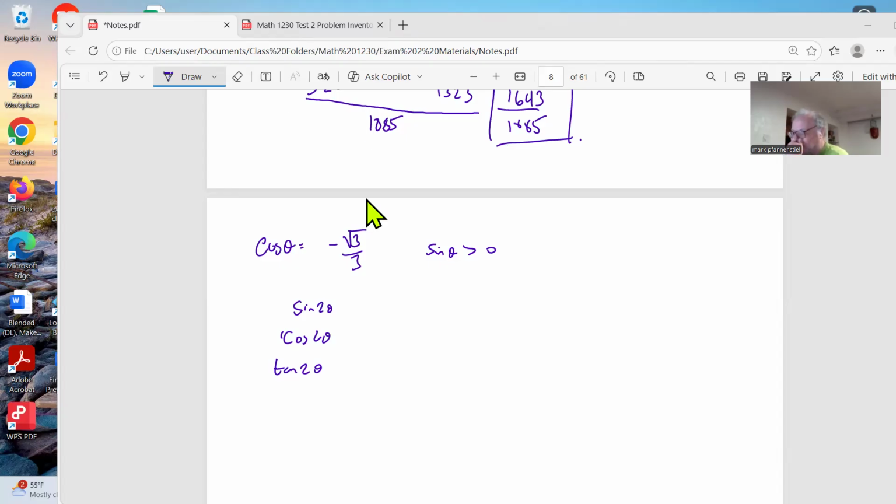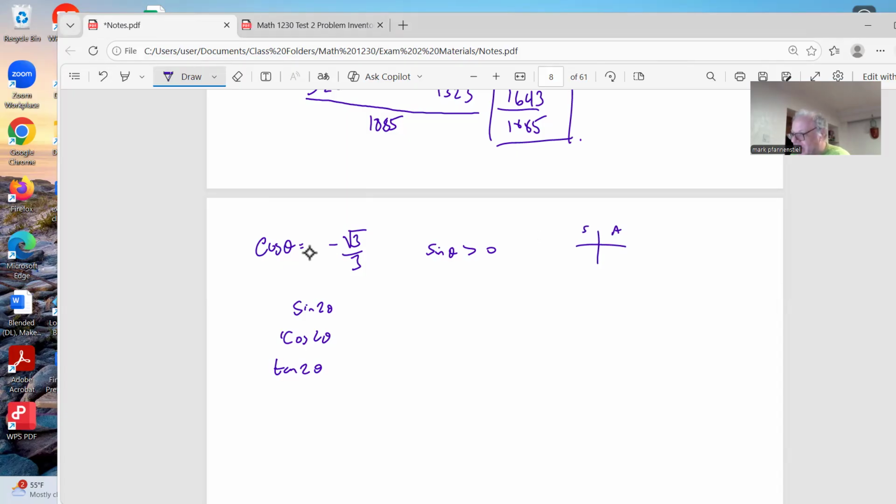All right, welcome back to trigonometry. So today, this afternoon, this evening, we are going to be figuring out the double angles: the sine of 2 theta, cosine of 2 theta, and tangent of 2 theta. And we know that the cosine of theta is equal to negative root 3 over 3, and that the sine is greater than 0. Okay, so you have to think to yourself, right?